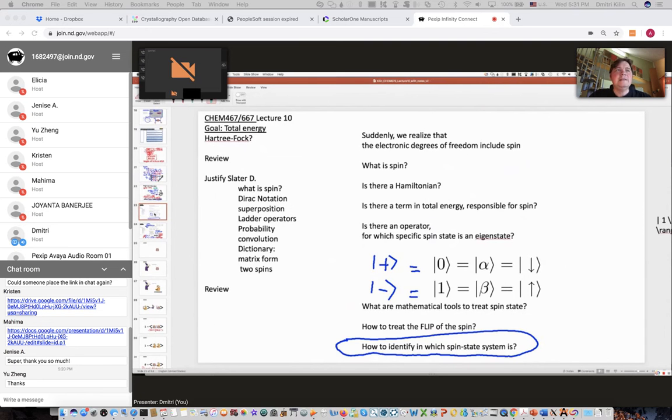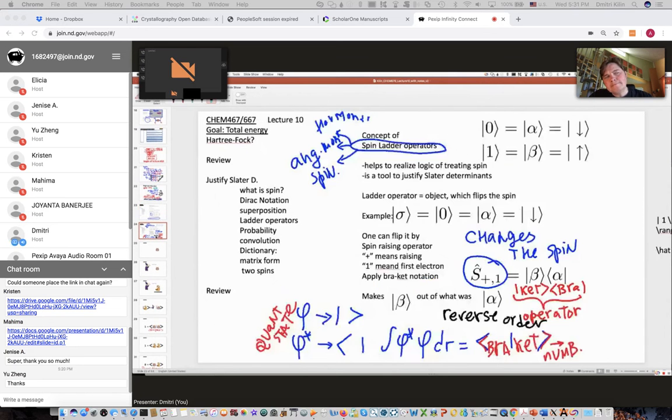And if one wants to practice flip of the spin, then one needs to introduce an operator of spin flipping. So if one applies the spin raising operator to spin down, it will flip up. If one applies the spin lowering operator, then spin up will convert to spin down. And in the following, you will see these little angular brackets, which is just a common notation in this theory.